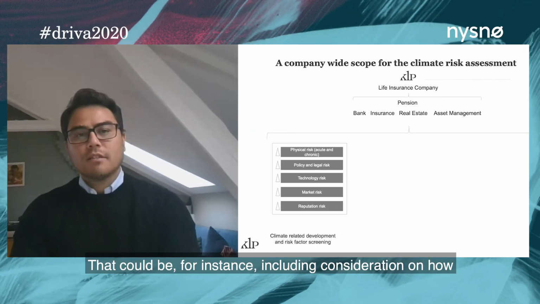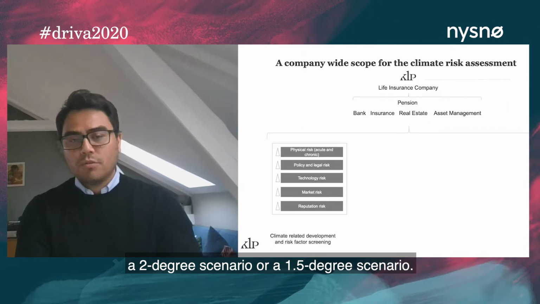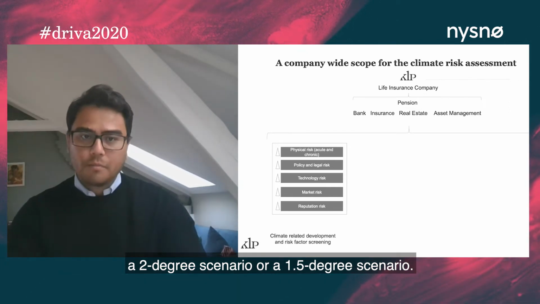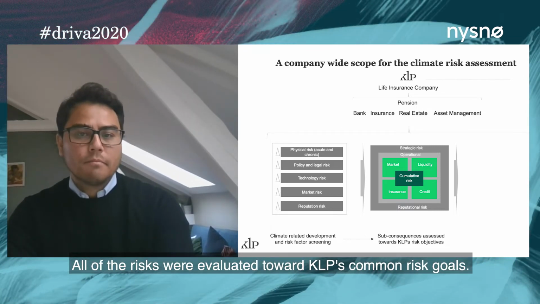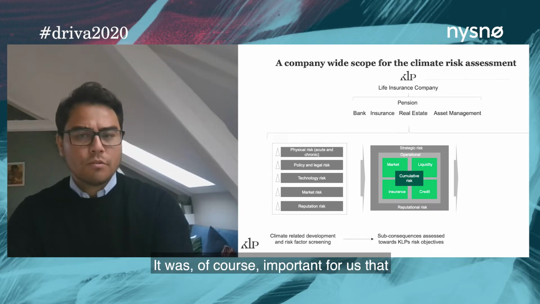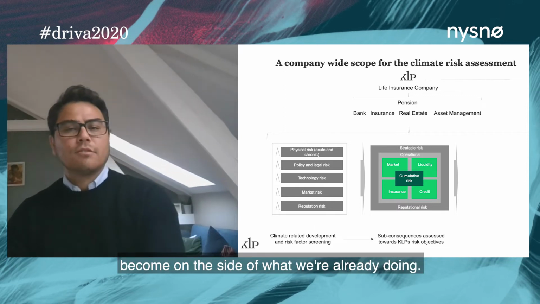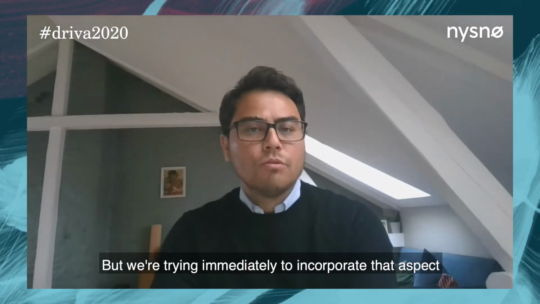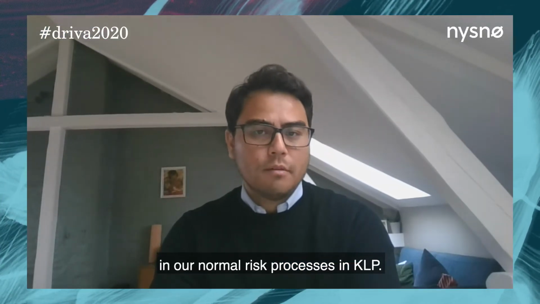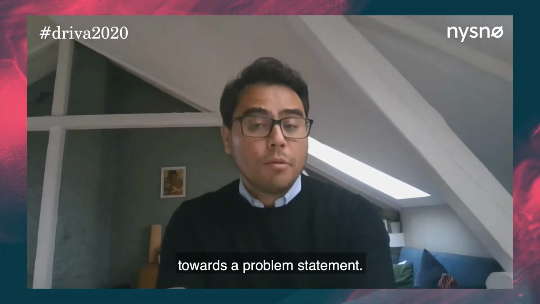That could be, for instance, including consideration of how the risk may develop in a 3-degree scenario, a 2-degree scenario, or a 1.5-degree scenario. All of the risks were evaluated toward KLP's common risk goals. It was, of course, important for us that the work we do on climate risk doesn't become something on the side of what we're already doing, but that we immediately incorporate these aspects in our normal risk processes in KLP. And all of them were then finally evaluated towards a problem statement.